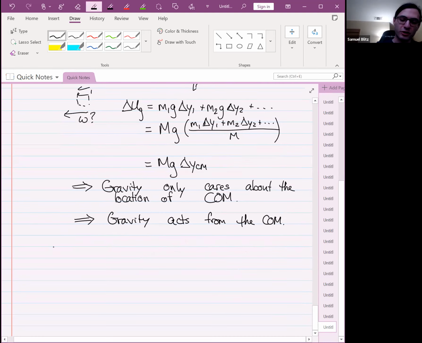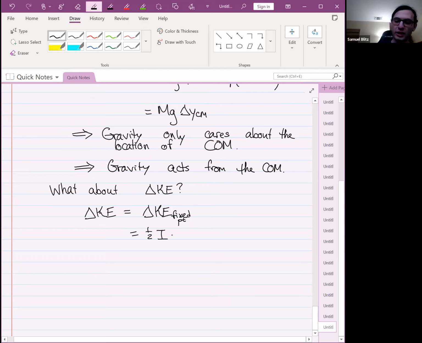So then what about the kinetic energy? Well, we already figured out what the change in potential energy is. It's mg times delta y_cm. Well, the change in kinetic energy, we already know how to handle that. We can just treat it as if it's an object rotating about a fixed point in space. It's just the change in kinetic energy about a fixed point, which is just 1/2 times the moment of inertia of the object about that fixed point times omega final squared, minus 1/2 that same moment of inertia about that fixed point times omega initial squared. And this omega initial squared is 0.